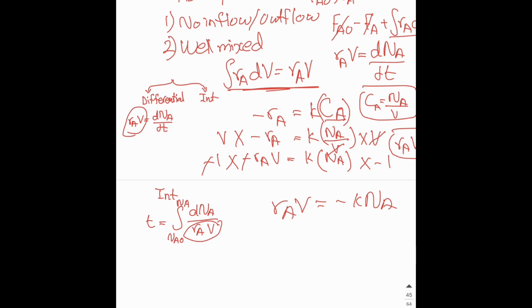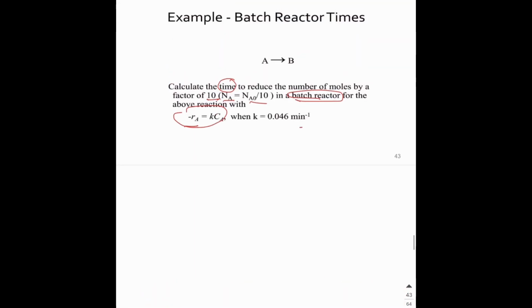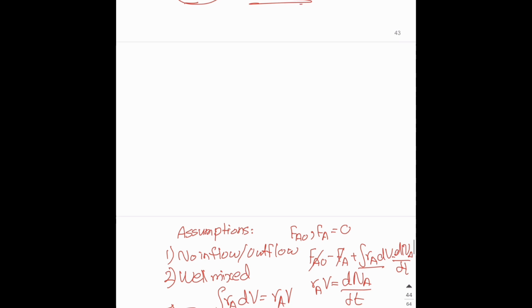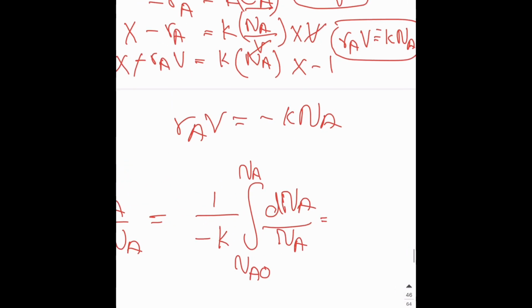So we will substitute minus K NA, integral from NA0 to NA. And we know that K is a constant, which is written in the question. K equals 0.046. So we can take it out of the integral, leaving dNA over NA. Here we remember from calculus 2 that the integral of 1 over x dx is equal to ln x. So here also the same thing.